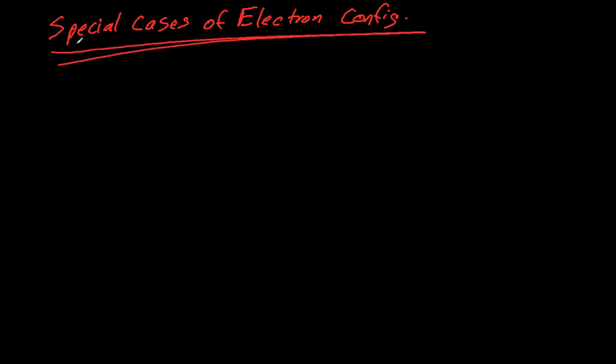Special cases. The first one, which you have a high chance of seeing if you're tested on this at all, is excited electrons. So what do we mean by this? Let's take a simple example. Let's say boron, or actually let's say beryllium.